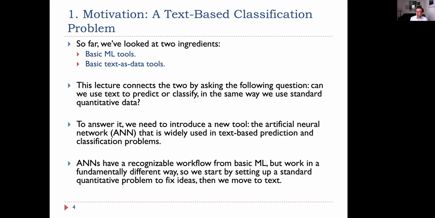These are the sorts of tools, obviously much more advanced versions than the ones that we're going to be looking at, but these are the sorts of tools that power automatic translation, predictive text, and all these sorts of things that we see in our everyday lives. When we start looking at artificial neural networks, the workflow should be quite recognizable from the workflow that we looked at in lecture 1. But the way in which these things work is fundamentally different.